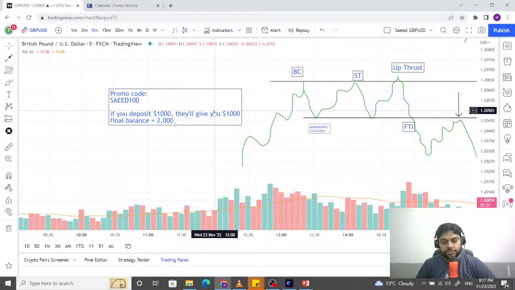So I will encourage you to do the analysis on 15-minute time frame and 5-minute time frame, and then you can enter at 3-minute probably. That's okay. If you just enter at 3-minute time frame, that's fine.